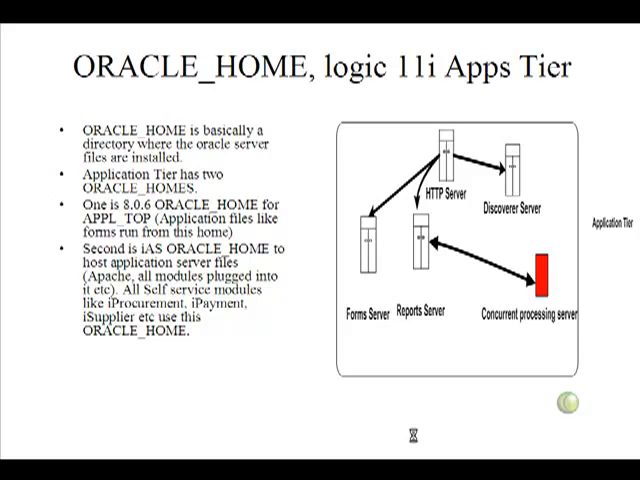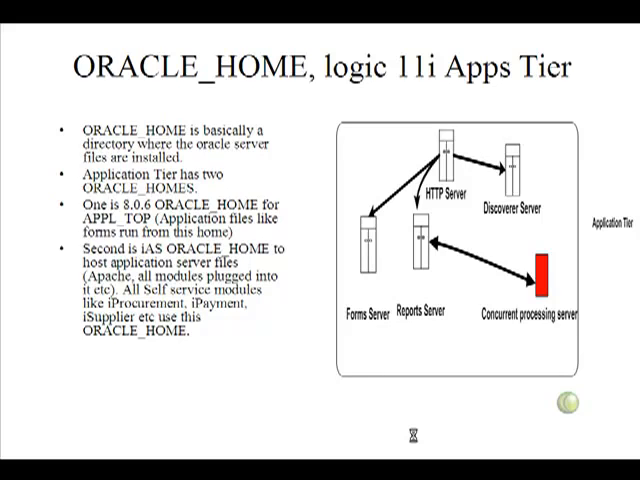Oracle Homes in the 11i apps tier, the application tier. Oracle Home basically is a directory where the Oracle Server software files are installed. The application tier has 2 Oracle Homes. You will have the 806 Oracle Home for Appletop, and this 806 Oracle Home is used for linking all the binary files which are part of your Appletop. The second Oracle Home in the application tier is your IAS Oracle Home.